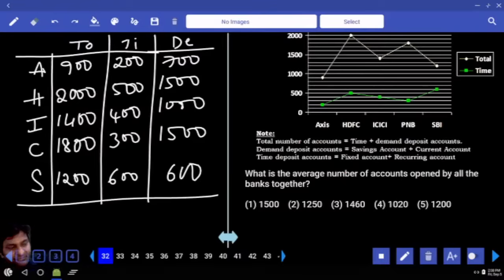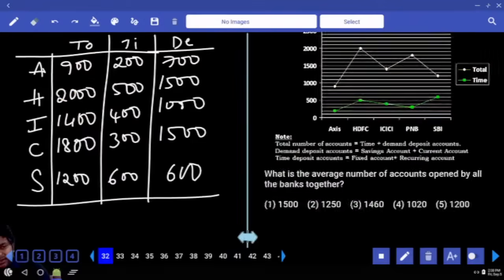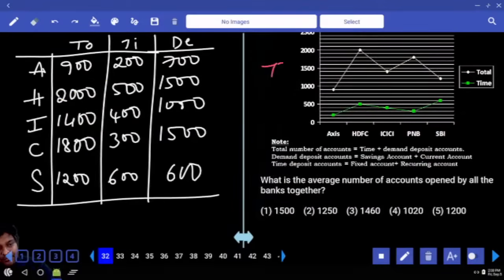What is the average number of accounts opened by all the banks together? There is no time or demand deposit specification, all together. 1800, 1200. 3000 plus 2000. 5 plus 1, 6. 900, 400. 7000 divided by 5, in the sense divided by 10 into 2. 1460. 730 double, 1460.